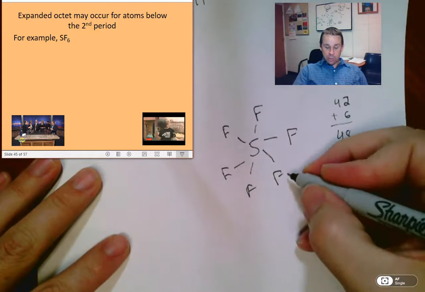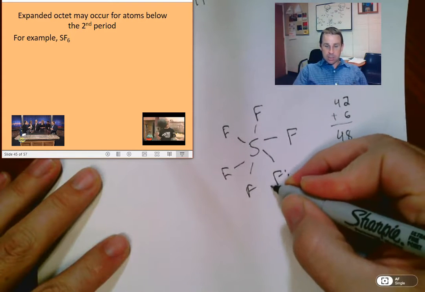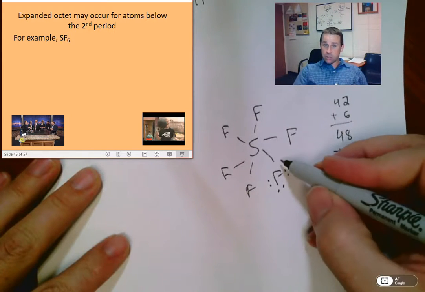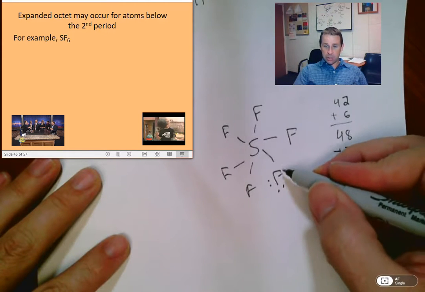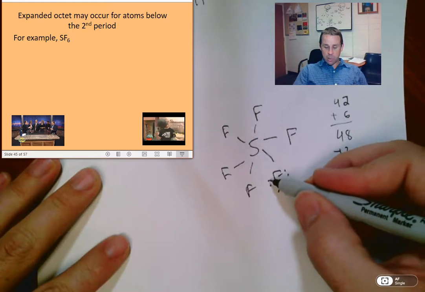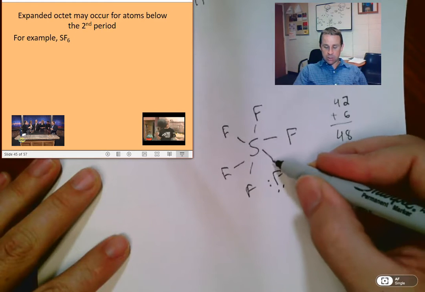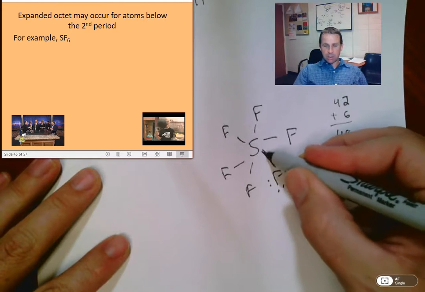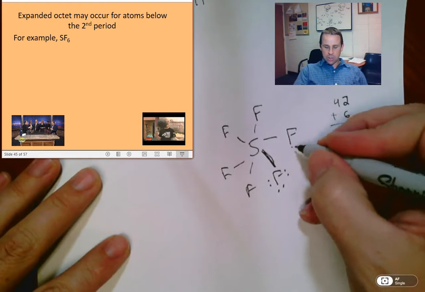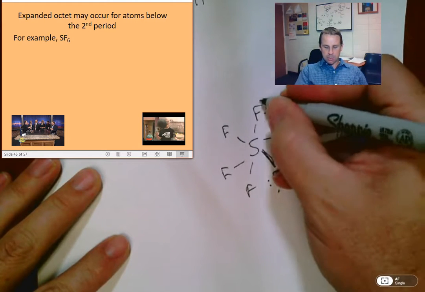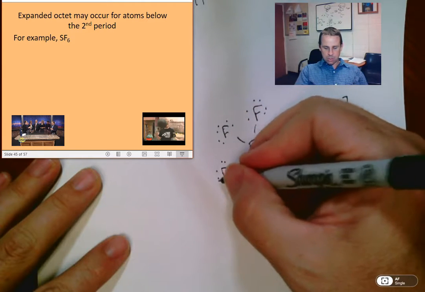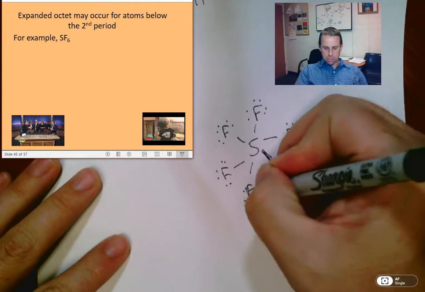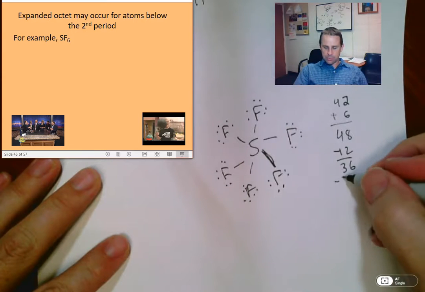And you can see that each fluorine is going to want to take 6. That'll give it a zero formal charge. Or in other words, it brought 7 to the compound, each fluorine did, and now it has 1, 2, 3, 4, 5, 6, 7 electrons right around it, right? So each fluorine is going to need 6, and that's 6 times 6, which is 36. So there we go.